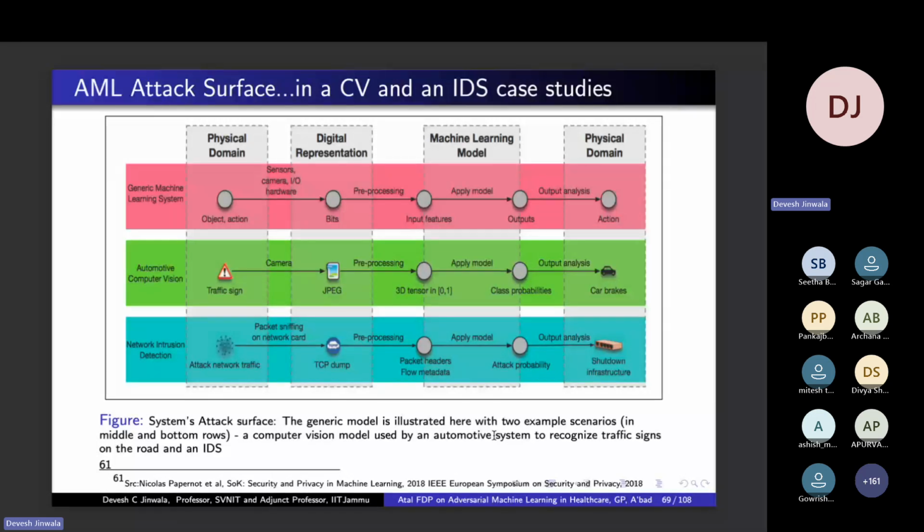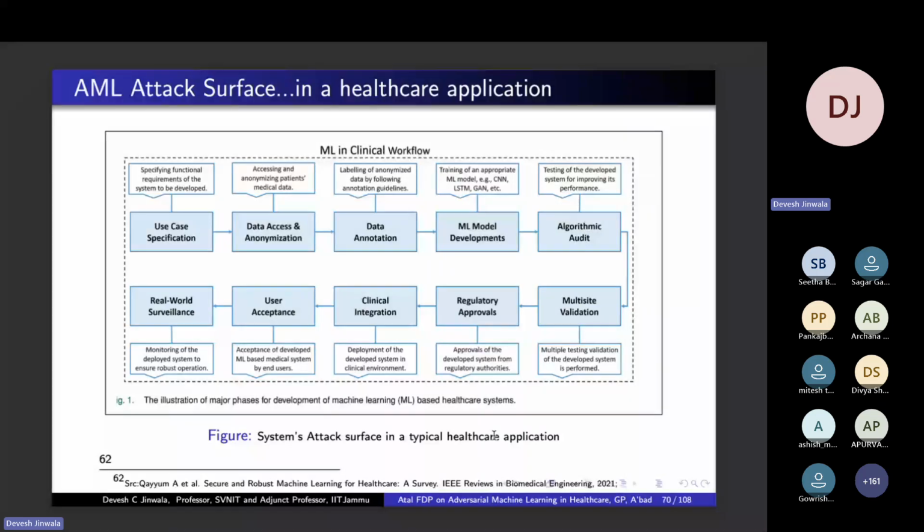There is one more diagram which tries to talk about the attack surface for the system under consideration, healthcare. What are the typical use cases of a healthcare application which is machine learning based? Machine learning in clinical workflow is taken as the healthcare application. Whatever is shown by these points, those are the points where the attacker would be trying to carry out the attack. So the title is appropriate: AML surface in a healthcare application.